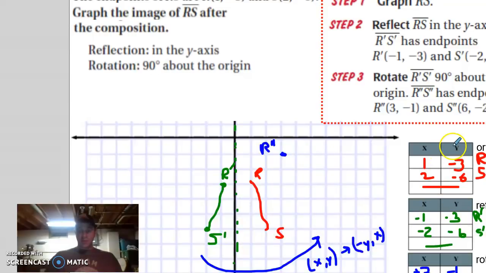Okay, I do the same thing with S prime. This was R, we might as well mark that while we're talking about it. I do the same thing to go from S to S double prime. I take these two and flip them around, so instead of (-2, -6), I've got (-6, -2), but then remember that the sign switches. So this ends up being (6, -2), and there is S double prime. And then I connect those two, and that's where my new double prime image is going to be.